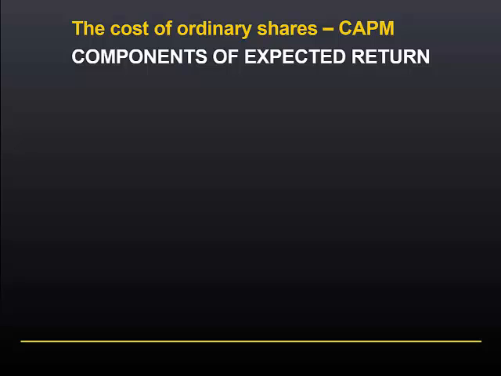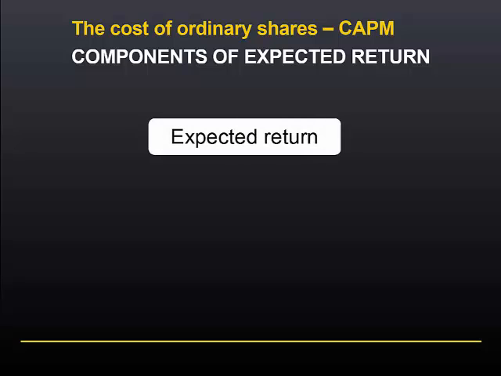Another way of estimating the cost of ordinary shares is based on the risk of the shares and uses a formula called the capital asset pricing model. We will discuss the CAPM in much more detail in a later topic on portfolio theory. But for now, as long as we know the formula, we can use it as a method of estimating the cost of ordinary shares.